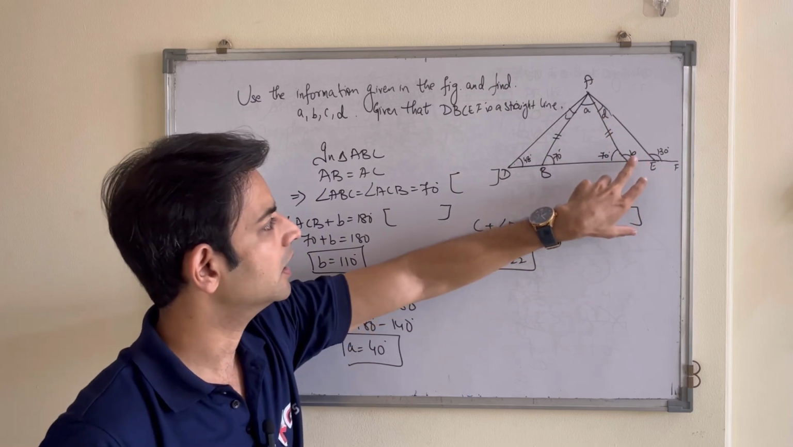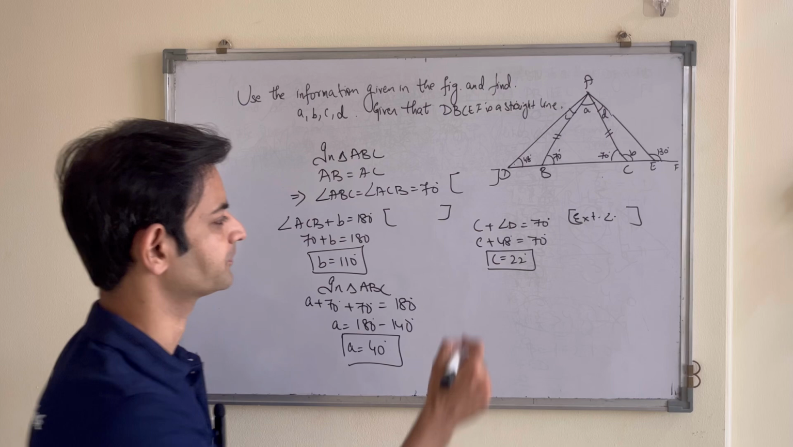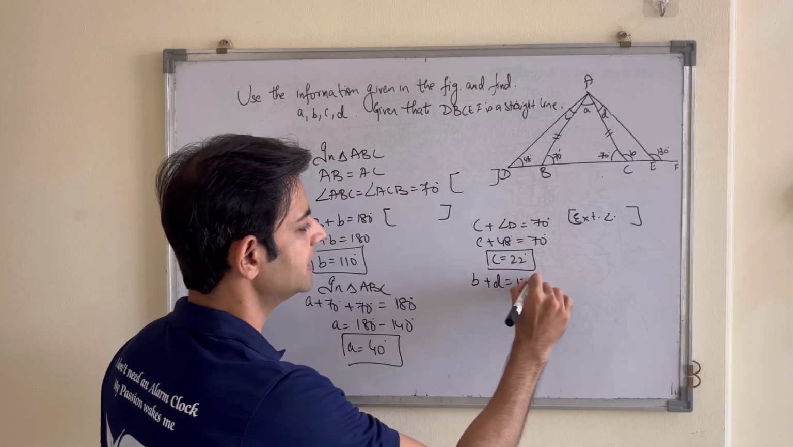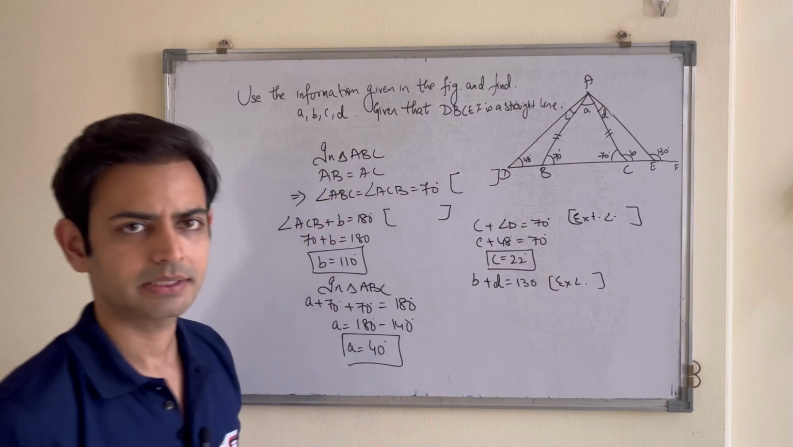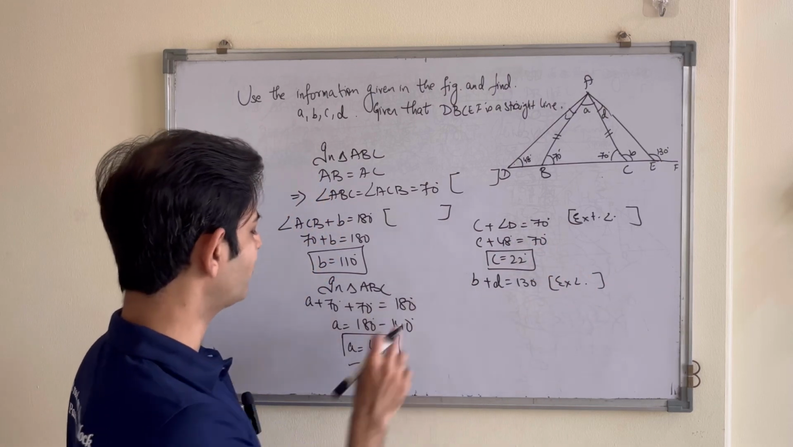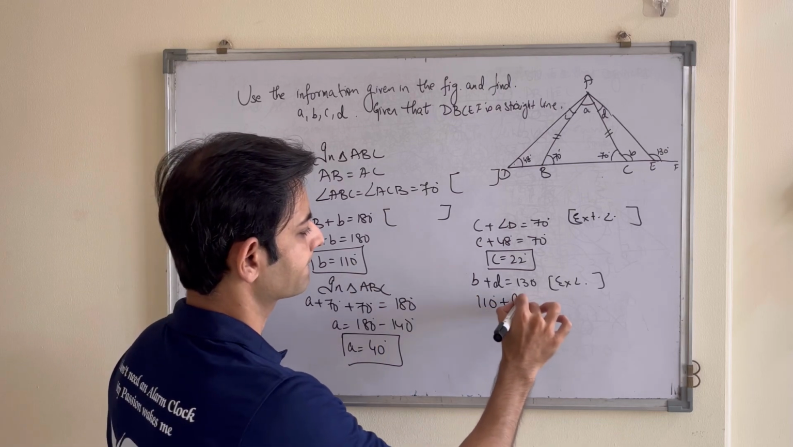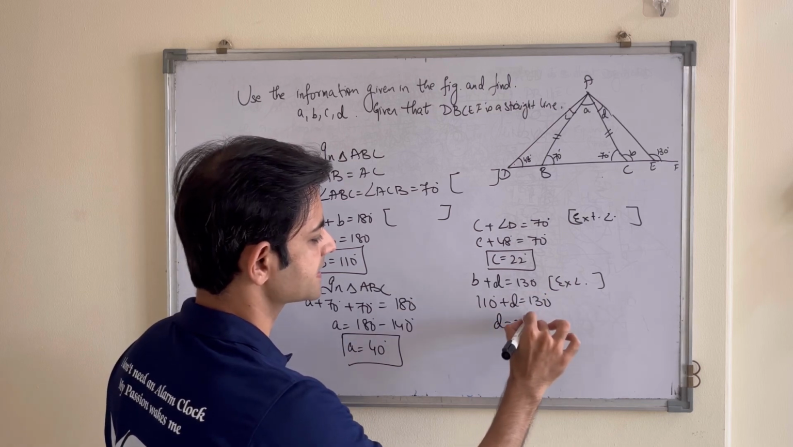That is, 130 is equal to D plus B. So B plus D is equal to 130. That is the exterior angle theorem, and B we have already calculated as 110. So D is equal to 20 degrees.